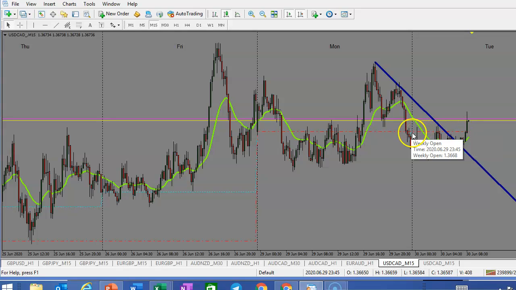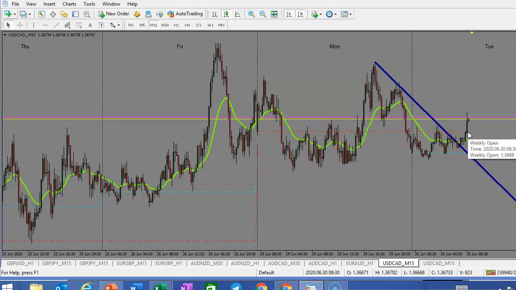It broke through this weekly open, and so it looks like it's trying to go after the high of the day, which was yesterday's high, which is up here. So we're gonna try to see if this retraces a little bit, and if it does and it doesn't hold, then we will buy back up.